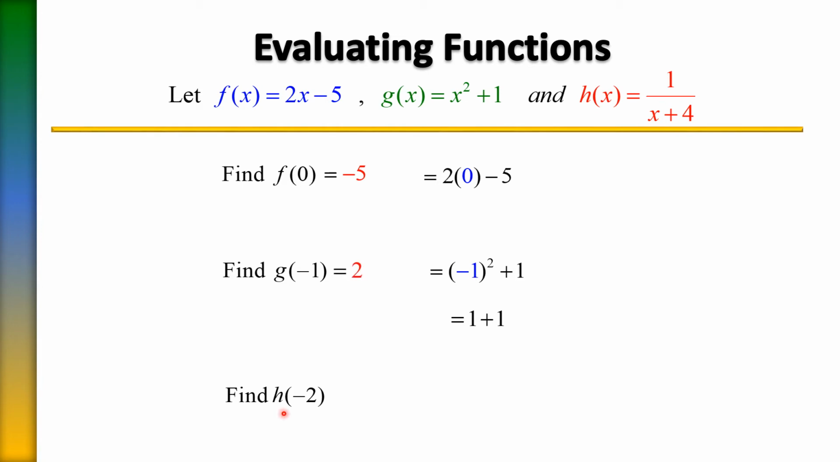Lastly, we want to find h of -2. So we're going to go over to the h of x function, and in the x place, we're going to remove the x and replace it with -2. When we do that, it's going to look like so. So when we solve the bottom, -2 combined with a +4 is going to give me a 2. So that will leave me with an output of 1/2. So h of -2 equals 1/2.